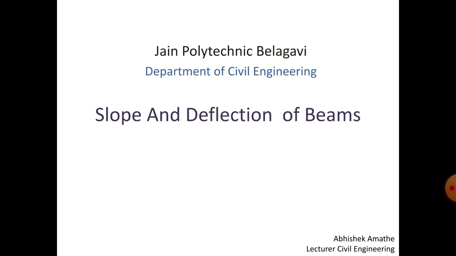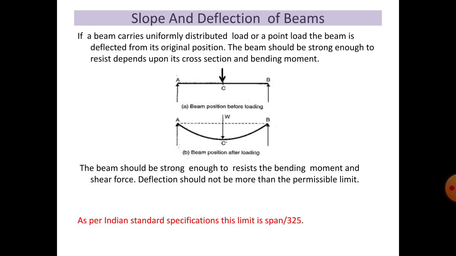So depending upon those loadings, the beam will try to deflect, try to deform. That deformation which occurs in a curved fashion along its longitudinal axis is called deflection. We'll try to find out through the technical terms. Here, if a beam carries a uniformly distributed load or a point load, the beam is deflected from its original position. This is called deflection.